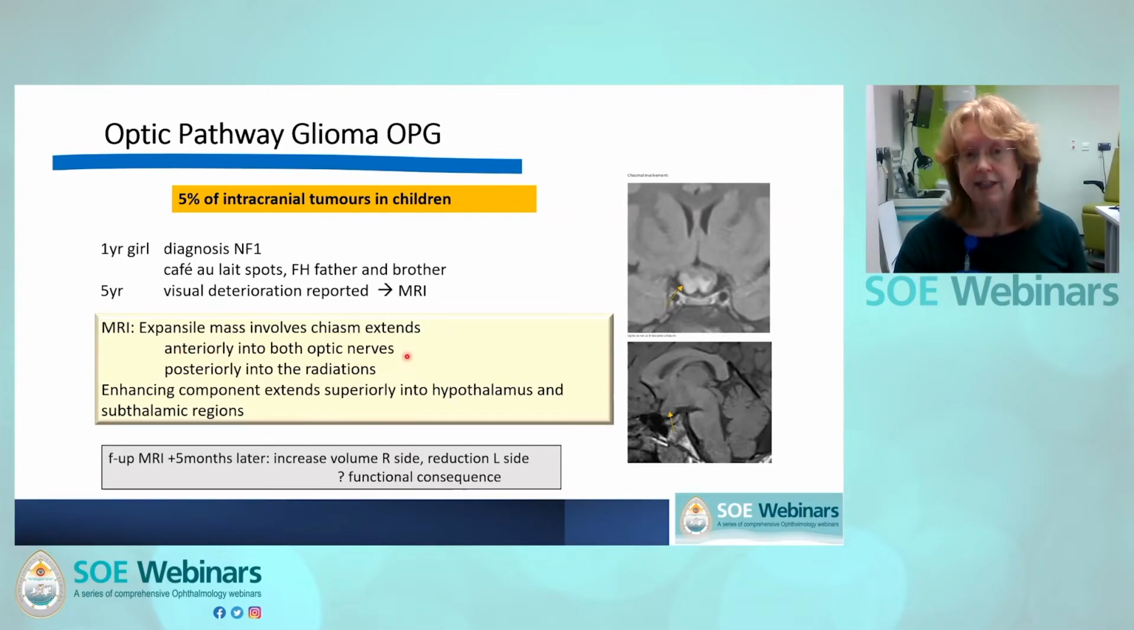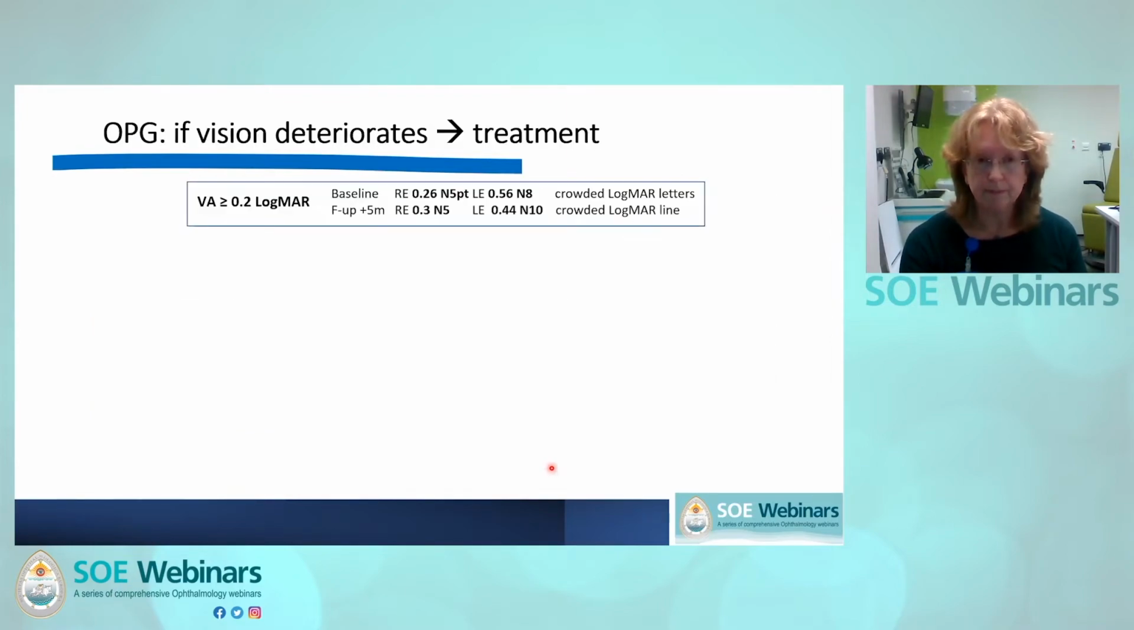and it extended anteriorly and posteriorly, and the neuroradiologist has kindly labeled where the chiasmal extent is here. But there were enhancing components superiorly in the hypothalamus and subthalamic regions. The issue arose because 5 months follow-up with an MRI showed an increased volume of the tumor on one side, on the right, but a reduction on the left. And we were asked about the functional consequence of this.